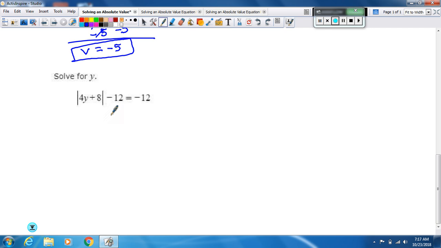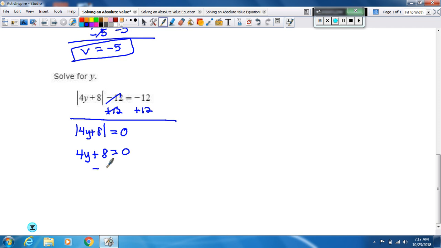The next one, I'm going to start by adding 12 to both sides. Bring down the absolute value of 4y plus 8. Opposites cancel, equals 12 take away 12 is 0. Again, you have equals 0, so there's no opposite to 0 to put out front, so you just write it down as 4y plus 8 equals 0.